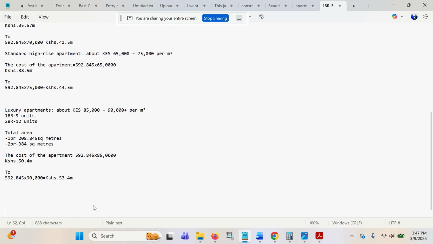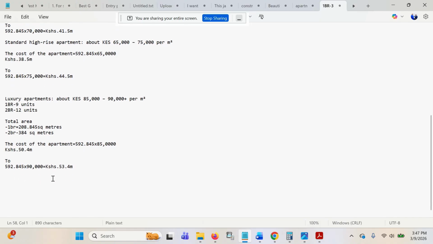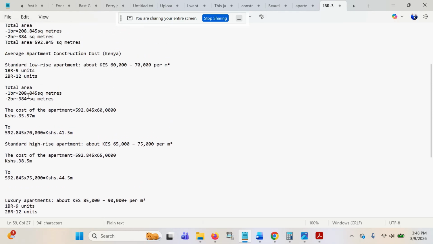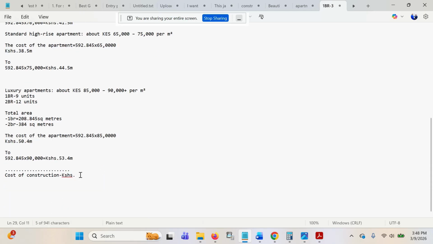Now, let me bring this one down. So this is the cost of construction. Let's say we're using standard low rise, the lower limit. So we're talking about 35.57 million.